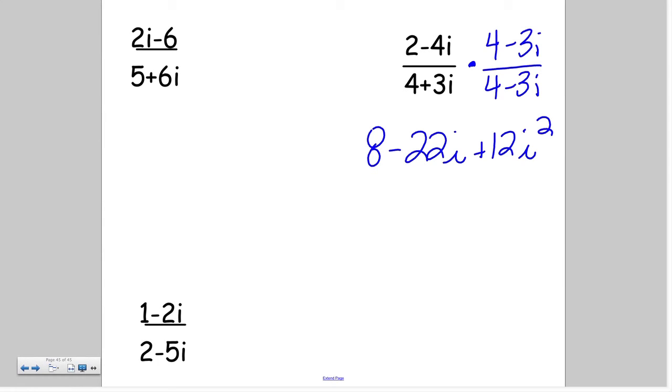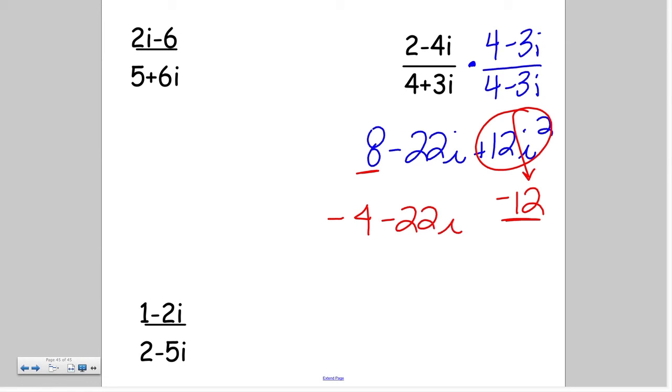Now I've got to simplify this, so that becomes negative 12. And I can simplify 8 minus 12, that's negative 4 minus 22i, with my real in the front. Alright, now I'm going to do the bottom. So this is the top.